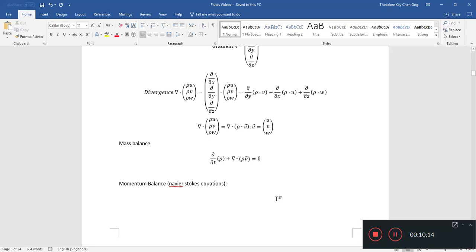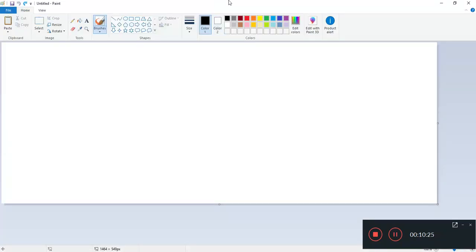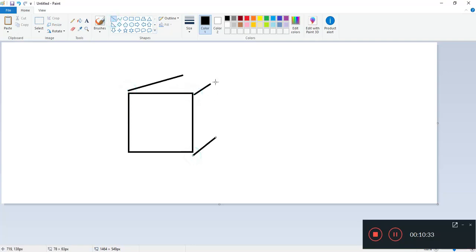So what is momentum balance? This is basically Newton's second law performed around our quote-unquote box. So let's draw a box again. A very poorly drawn box. Okay, we have our box again. A rather poorly, shoddily drawn box. Okay, so we'll have momentum balance. What does the momentum balance or Newton's second law say?